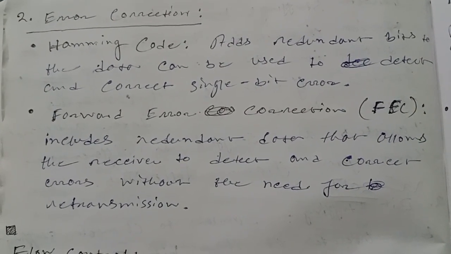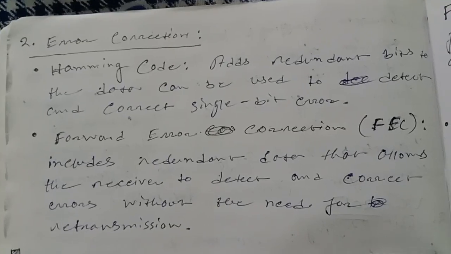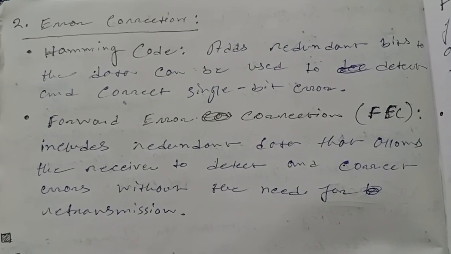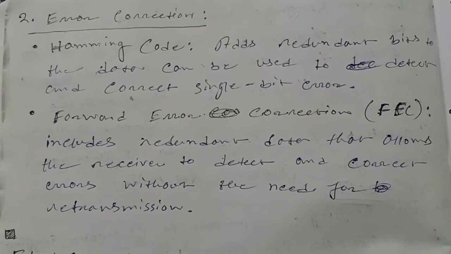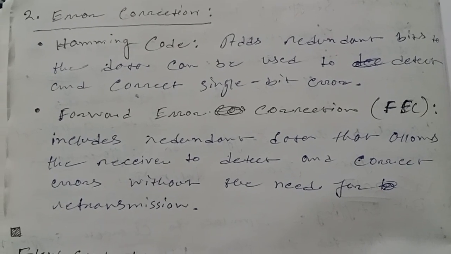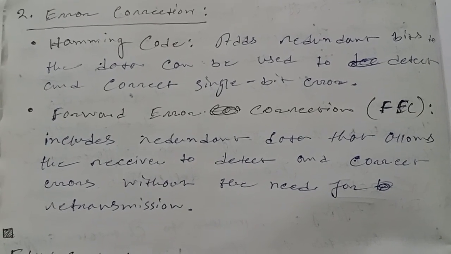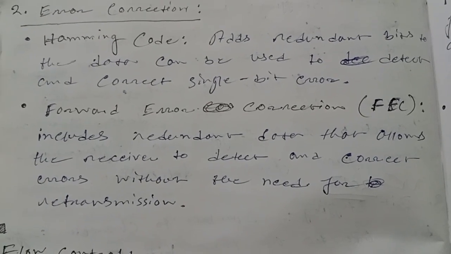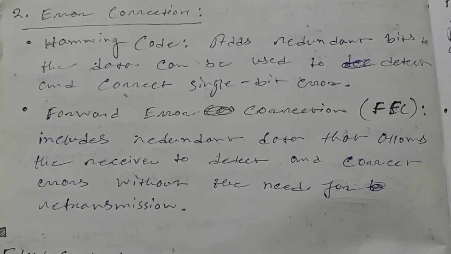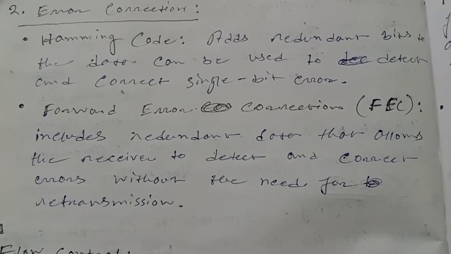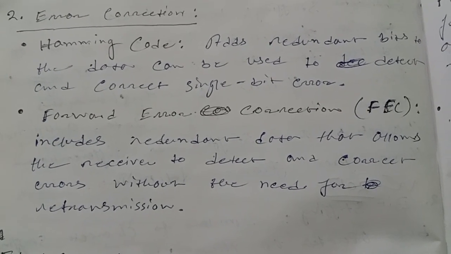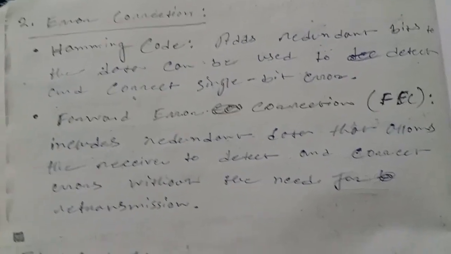Then we have error correction. In error correction, we have two procedures, Hamming code and forward error correction. Hamming code adds redundant bits to the data and can be used to detect and correct single bit errors. Second one is forward error correction, or FEC. FEC includes redundant data that allows the receiver to detect and correct errors without the need for retransmission.